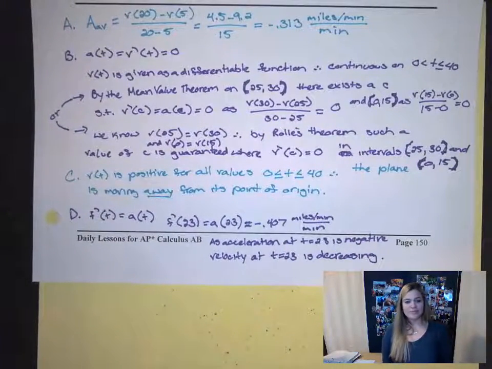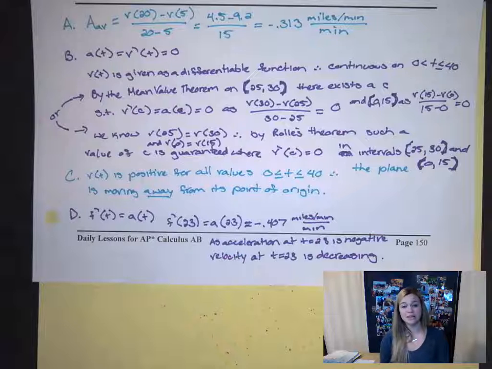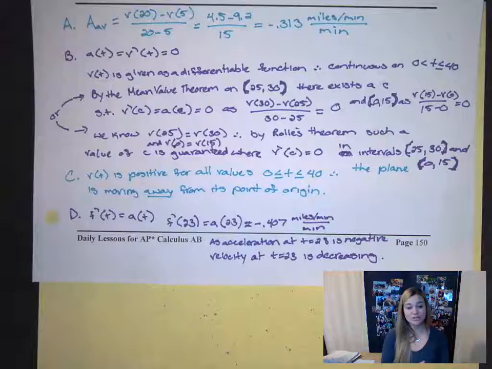In the first problem, it says find the average acceleration. You're given velocity. To find acceleration, acceleration is the rate of change of velocity. And this is average acceleration, so it's over an interval. Think slope of the secant line. So this is where v of 20 minus v of 5 over 20 minus 5 comes from.